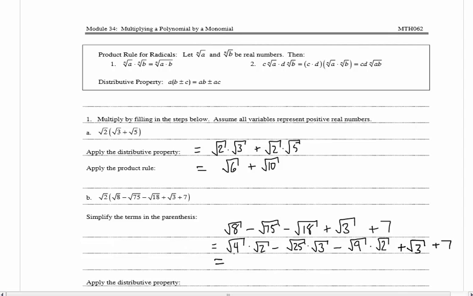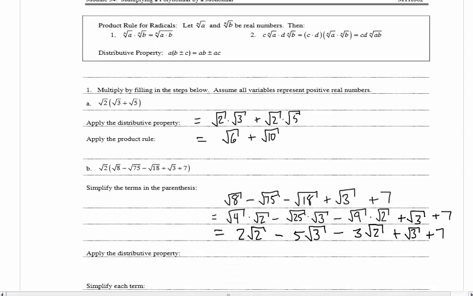So I have the square root of 4 is equal to 2. So I have 2 square root of 2 minus the square root of 25 is 5. So 5 square root of 3 minus square root of 9 is 3. So we have 3 square root of 2 plus the square root of 3 plus 7. And now we want to combine our like terms.